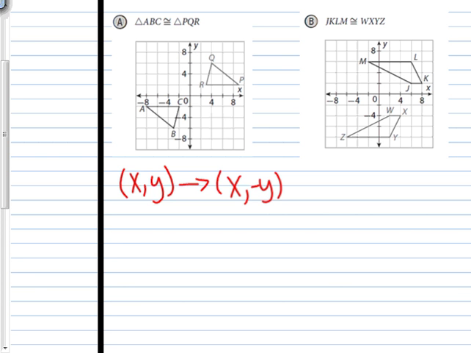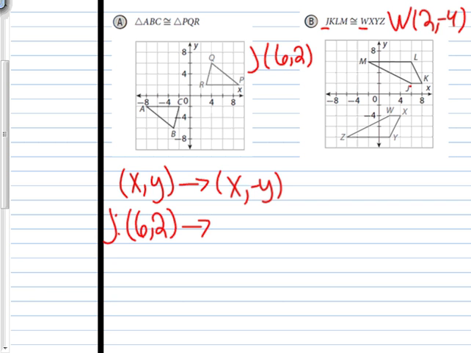Okay, so I'm going to pick a point to work with, and I'm going to pick point J. The coordinates of J are 6, 2. And what is J's corresponding point on the other image? Hopefully you said it was W, because J is first and W is first. And W is at 2, -4. So I need to figure out how to get point J to be the same coordinates as point W. So J, we're starting off with 6, 2.